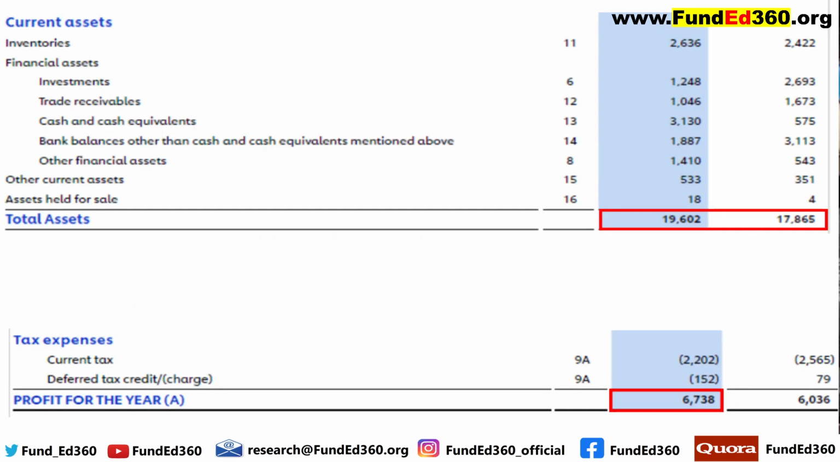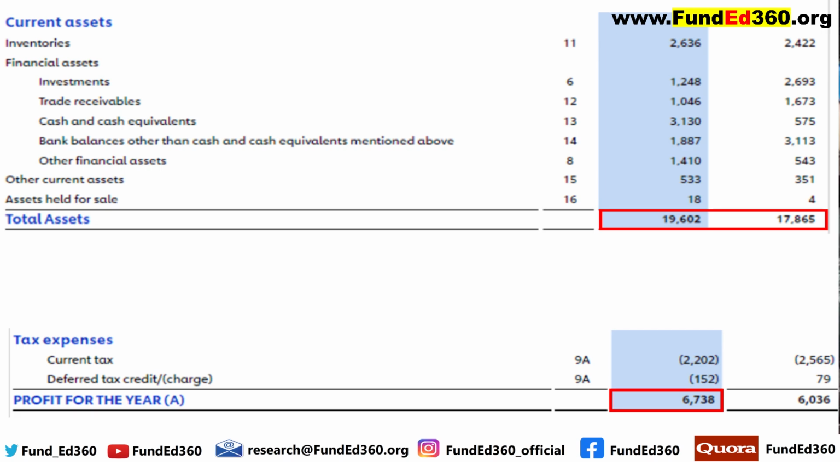The total average assets you can find by adding the total assets of the current year and the total assets of the previous year, divided by 2. In the balance sheet here you can find the previous year's total assets and the current year's total assets.